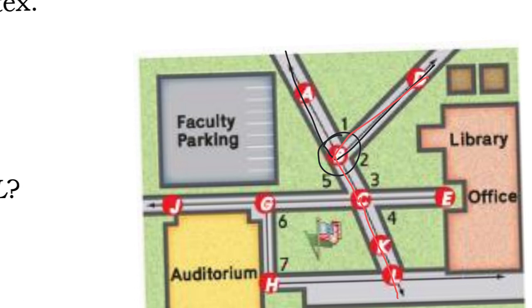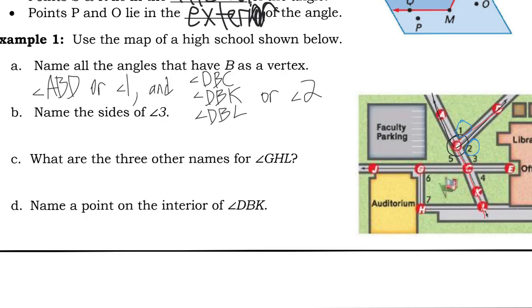I could also use those numbers, right? If you see a little number tucked inside of the angle and it does not have a degree symbol next to it, then it's naming that angle. So angle 1 uses B as a vertex and angle 2 uses B as a vertex. So I went ahead and I listed it. I just stacked these together, DBC, DBK, DBL. Those are all technically the same angle, just different ways of naming it. And then I wrote or angle 2, okay?